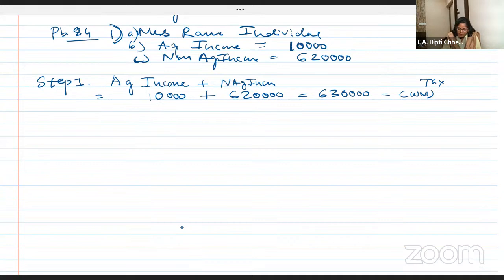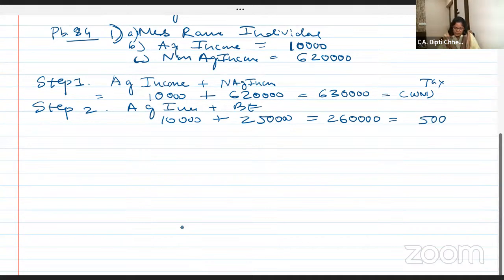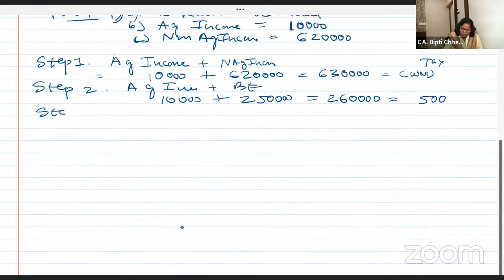हाँ, यहाँ मैं लिखूंगी. फिर step 2, agricultural income और basic exemption. Age नहीं दी हुई है कि she is a senior citizen, so we'll take 250. So 2,60,000 पे tax. इसके लिए तो वर्किंग नोट की जरूरत नहीं. अप टू 250 नो टैक्स. 250 to 5 lakh 5%. दैट इज 10,000 का 5%, तो 500 आएगा ये टैक्स. करना है तो वो भी वर्किंग नोट कर लो.